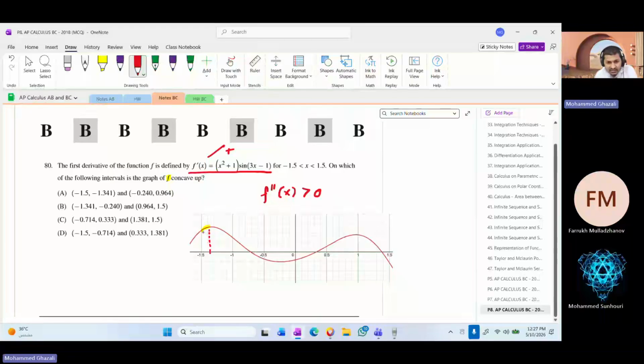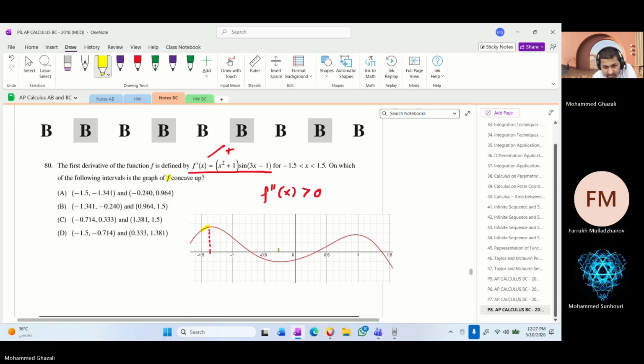That small piece is increasing. Where else is it increasing? It starts to increase from here as well, from that point there, and this entire thing right up to that point. So it can't be negative 1.5. It's increasing from negative 1.5 to negative 1.341. Is that negative 1.341? Approximately, yes.